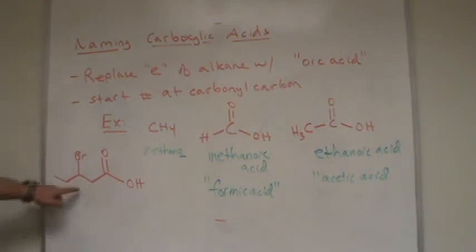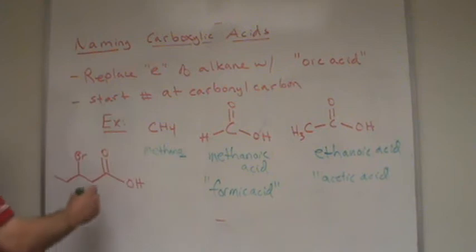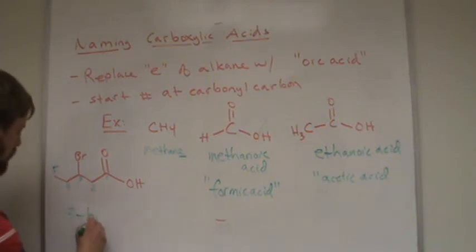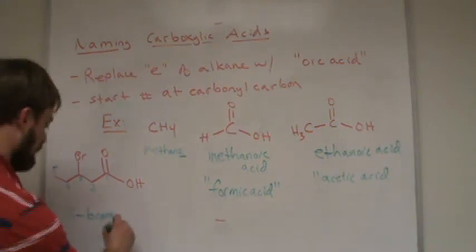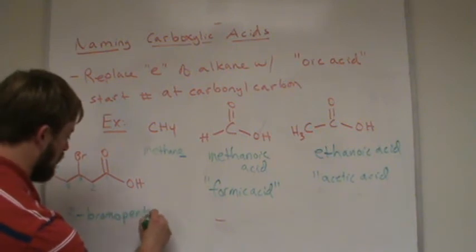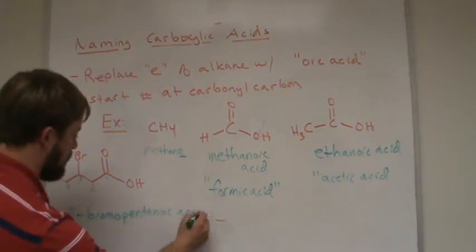Let's look at one now that's a little bit more difficult. But it's not bad if we use our IUPAC systematic approach. We start our numbering at the carbonyl carbon. So there's carbon number 1, 2, 3, 4, and 5. So the parent compound is pentanoic acid, and we've got a bromine or a bromo substituent at the 3 position. So it'll just be 3-bromo pentanoic acid.